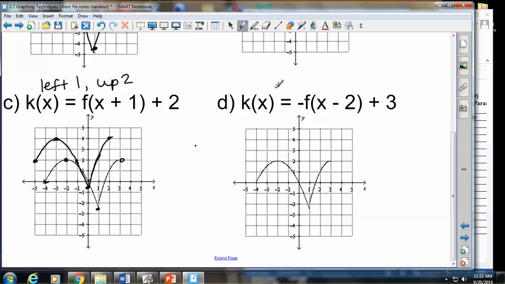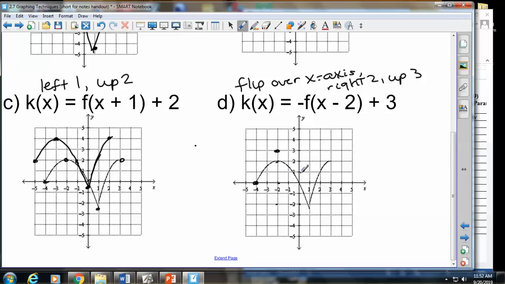Okay, D is probably the hardest. What's this going to do? Flip over the x-axis, then right 2 and up 3. So you have to flip first. So if I take this first point, -4, 0, and I flip it, it doesn't go anywhere. Then right 2 and up 3. If I take the point at -2, 2, and flip it, it's at -2, -2.